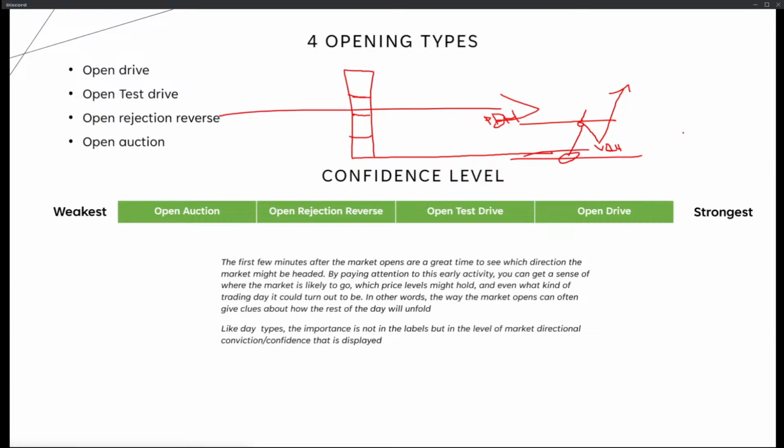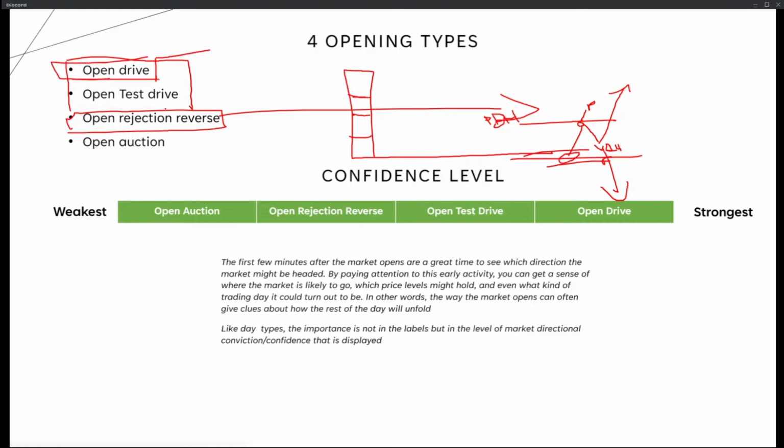Maybe price, yeah. You went back down once you tested the PDH. You tested the PDH and you didn't like it and you cracked the low, and that would be open rejection reverse. And these typically can lead to normal variation days. This one is what? What would you guys associate open drive with?